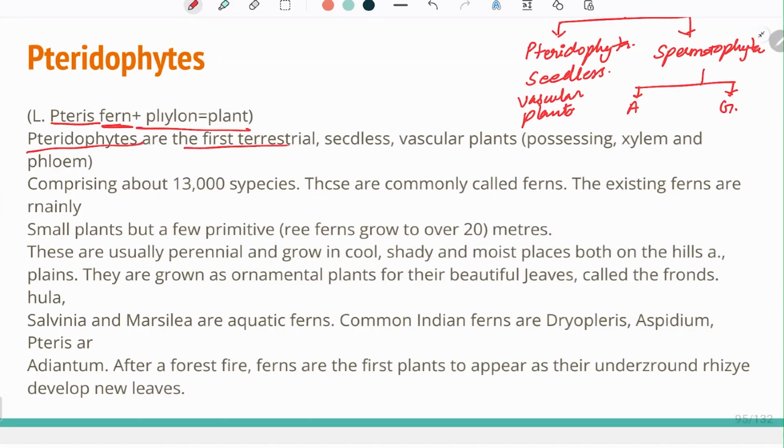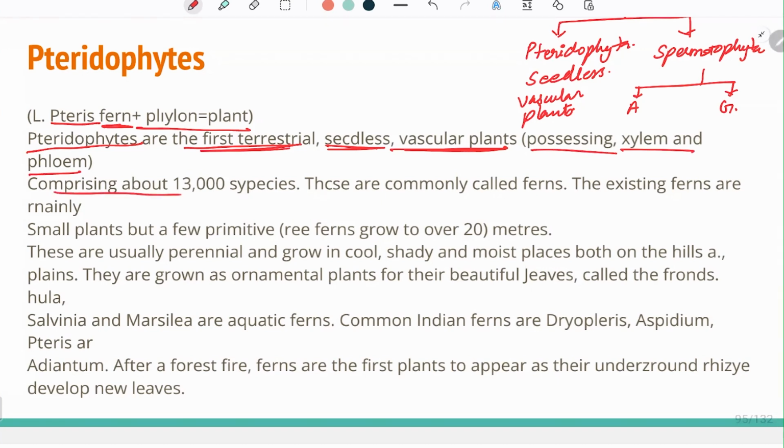Pteridophytes are the first terrestrial seedless vascular plants. The first terrestrial or land plants were bryophytes, but the terrestrial seedless plants possessing xylem and phloem are pteridophytes. So these were the plants in which the xylem and phloem developed first.